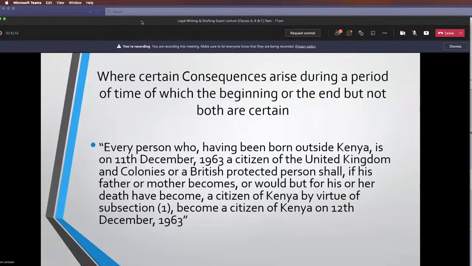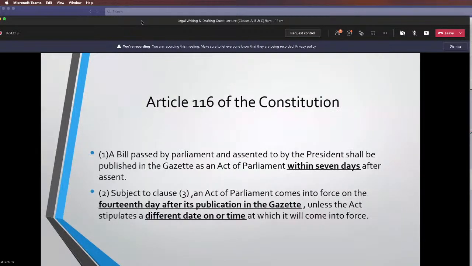So, again, in this circumstance, this is a long one, but you find it defines when one can become a citizen, and it gives a particular date. If something happened, a consequence was 11th December, your father or your parents were citizens at that date, you qualify to be a citizen. Remember, this is the Kenya Citizens Act and the Constitution. So, time matters. You have to be very specific.